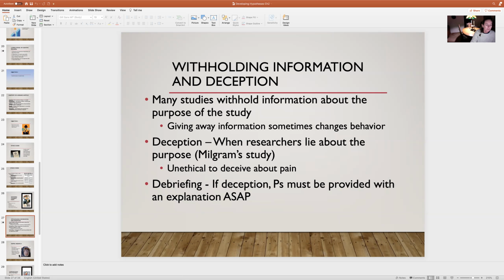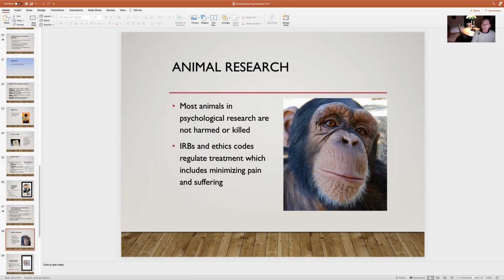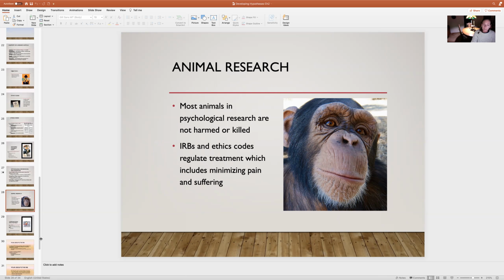Okay, let's take a brief look at animal research. Most animals in psychological research are not harmed or killed just by the nature of the studies. Medical studies are very different. The IRBs and the ethical codes will regulate treatment, and that's going to include minimizing pain and suffering among the animals. Now, I came from an area of animal research, and I can tell you that there is pain and suffering.